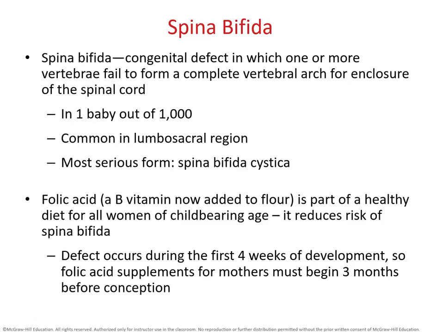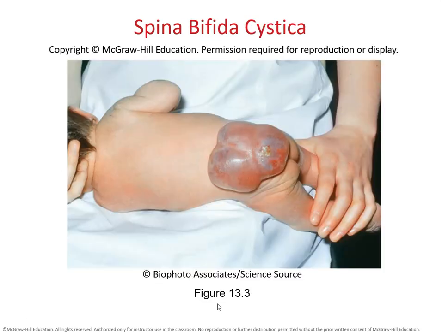One of the ways that we've combated this as a society is we add folic acid to our flour. So if you ever see enriched flour, it's enriched with folic acid. That way, fewer women in the overall population are deficient in folic acid, and we have a decrease in the number of this spina bifida congenital defect. So this is that very severe form, the spina bifida cystica, and the spinal cord is protruding from the lumbar and sacral region there.